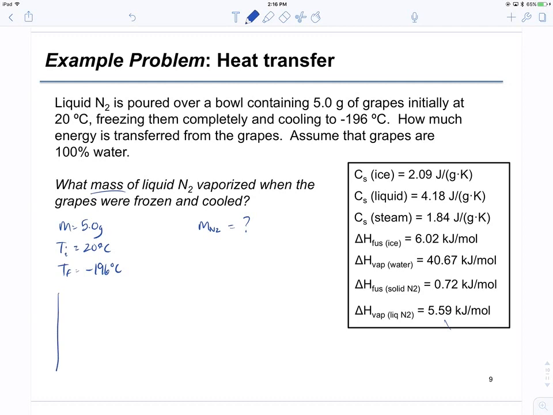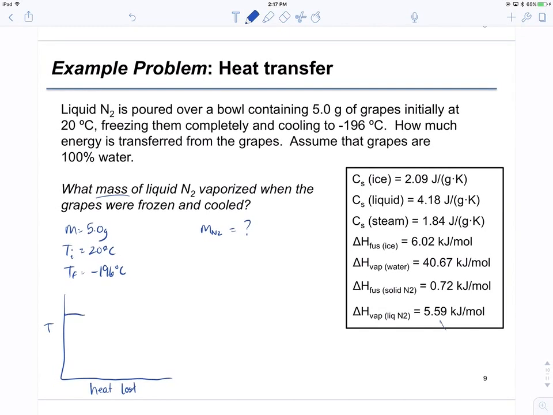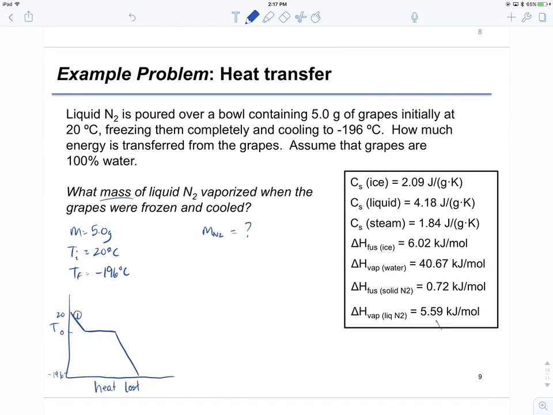So again, as usual, I want you to think of what's happening to each material as this process is taking place. So we have temperature versus heat lost for the grapes. They're starting at 20 degrees Celsius, and they're going to cool to the freezing point, 0 degrees Celsius. They will freeze, temperature constant, and then it will cool again to negative 196. So we have 3 steps to calculate the heat lost by water. Then the liquid nitrogen is going to be gaining the heat.